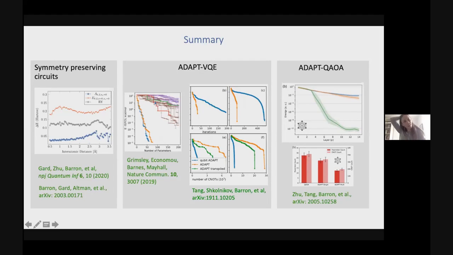So I presented 2 different kinds of variational quantum algorithms. One is focusing on fermionic simulation, where we have introduced symmetry preserving circuits, and the other one is ADAPT-VQE. And then I also talked about QAOA and the new idea of finding mixers through this ADAPT criterion, and all these papers are linked here in case you're interested.